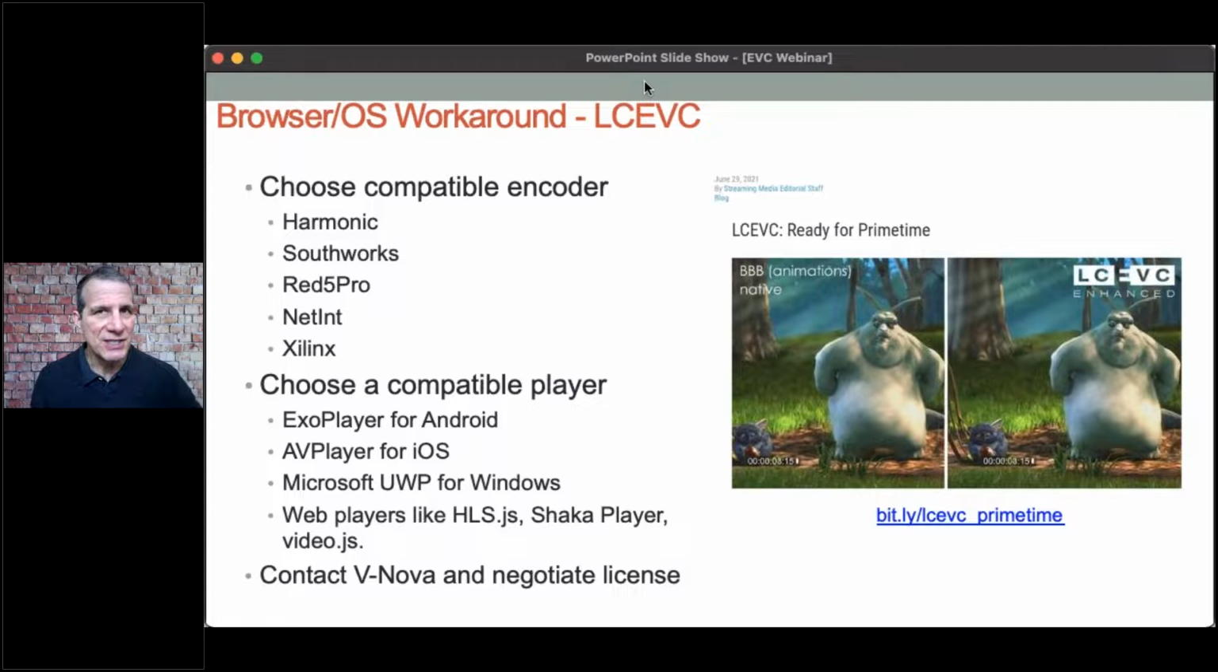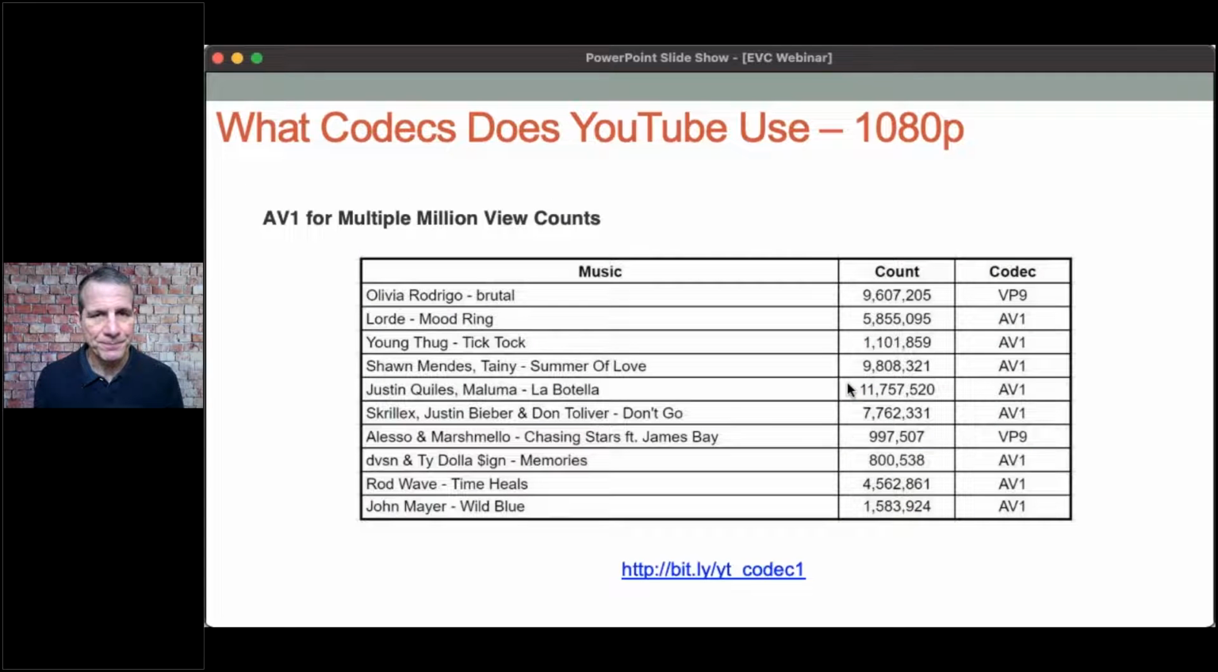If you want to use LCEVC, you can find a compatible encoder. You can choose a compatible player, any of these, and then you basically contact V-Nova and negotiate a license, and the max is going to be 3.7 million. Now, you could do the same with VVC, but the maximums right now are 8 million for MPEG LA and 30 million for Access Advance. So, because LCEVC is royalty bearing on the publisher, you have much more flexibility to implement it if you decide to implement it. And you can read more about that in this article listed here.